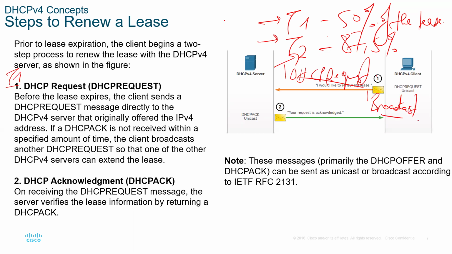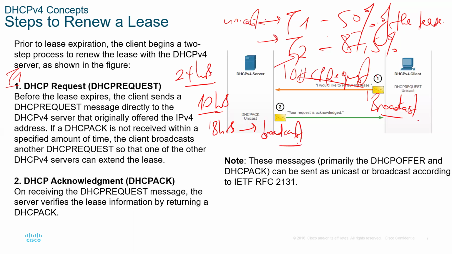So at T1, this is a unicast. It is sent to the server which had offered the lease. So at T1, if our time lease was 24 hours, it means at 12 hours, a renewal is sent. The message for renewal is sent. If we don't get a response, what is 87.5%? It should be 18 hours. If we don't get a response after 18 hours, then here we send a broadcast.